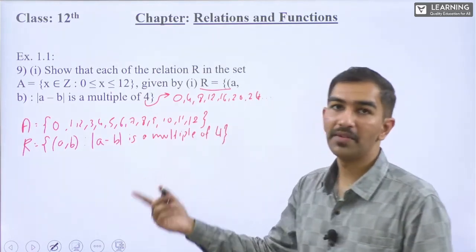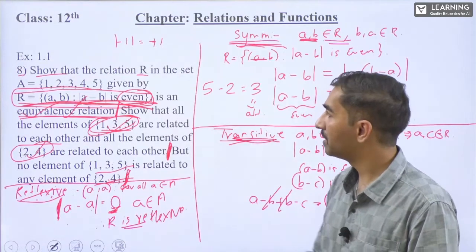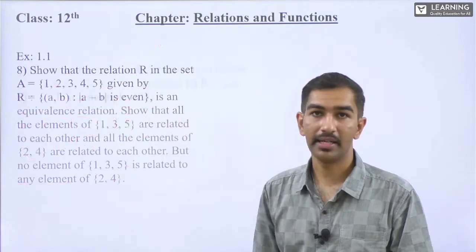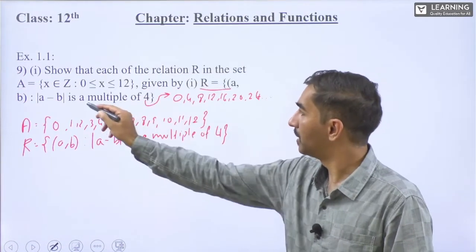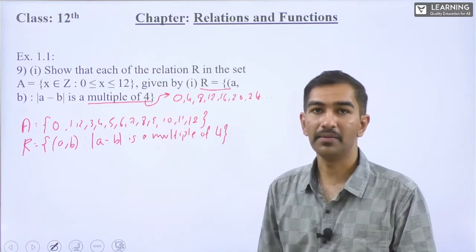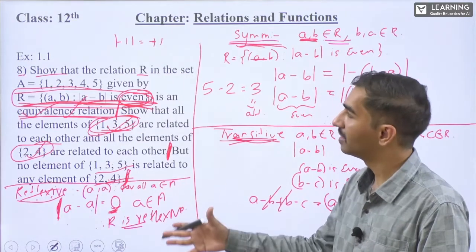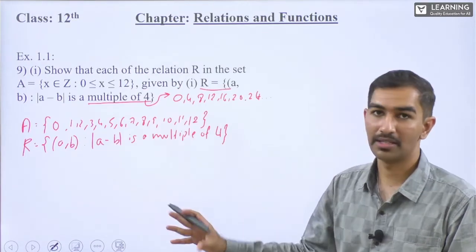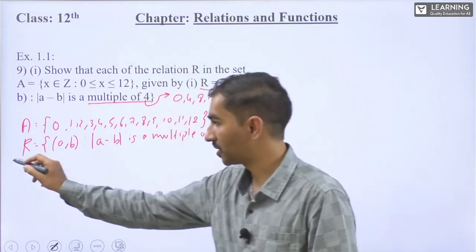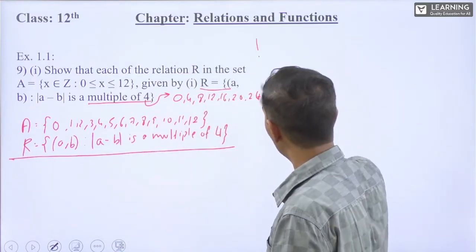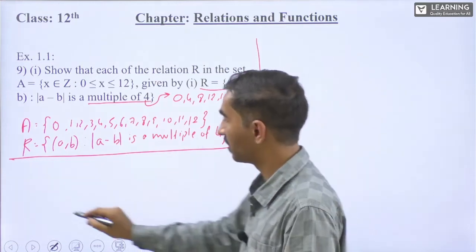Very similar to the previous example, students. See, in the previous example it is an even number, correct? In this example it is a multiple of 4. So that is also nothing but even. So however we have solved this, in a very similar manner we can solve this as well. Okay. So we'll start with the solution here. We'll prove reflexive first.